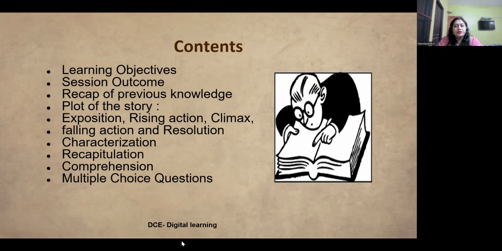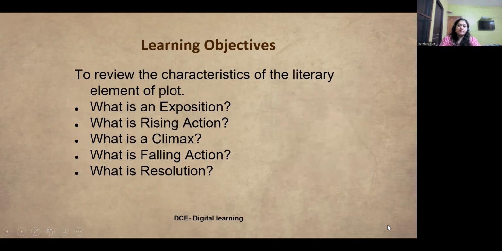The contents of this session are learning objectives, session outcomes, recap of the previous knowledge, plot of the story, exposition, rising action, climax, falling action and resolution, characterization, recapitulation, comprehension, multiple choice questions. We shall go in detail as to what they are. The learning objectives of this session.